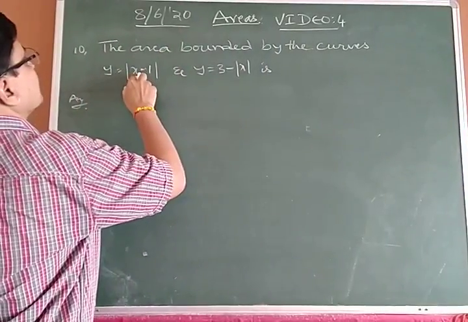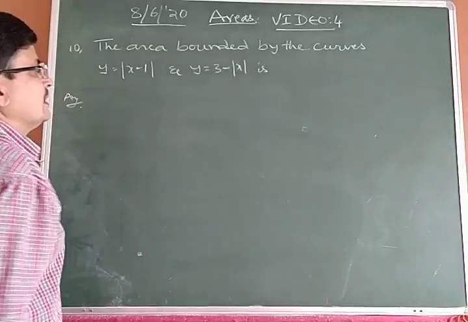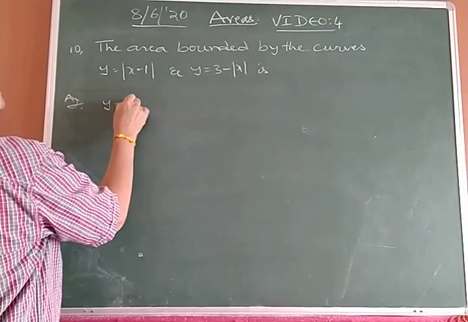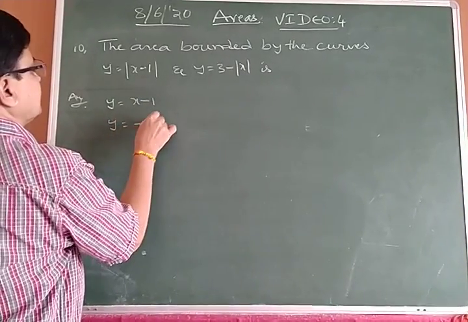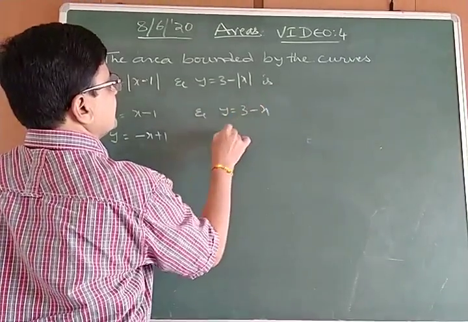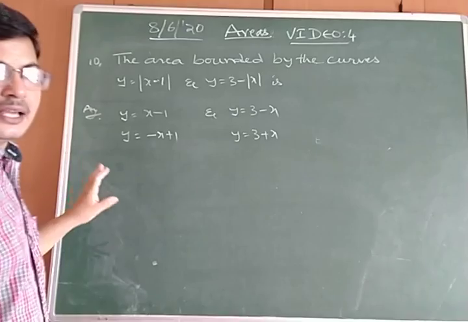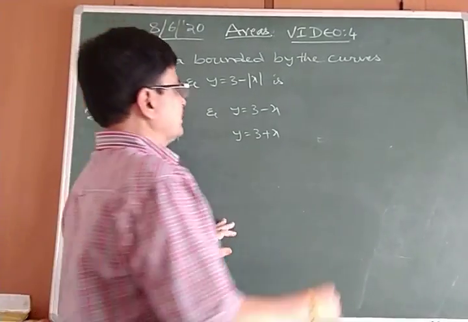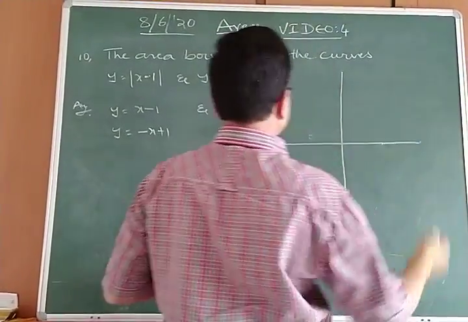y is equal to modulus of x minus 1 and y is equal to 3 minus mod x. There are 4 lines: y is equal to x minus 1, y is equal to minus x plus 1, y is equal to 3 minus x, and y is equal to 3 plus x. We need the area bounded by the 4 lines on the coordinate axis.